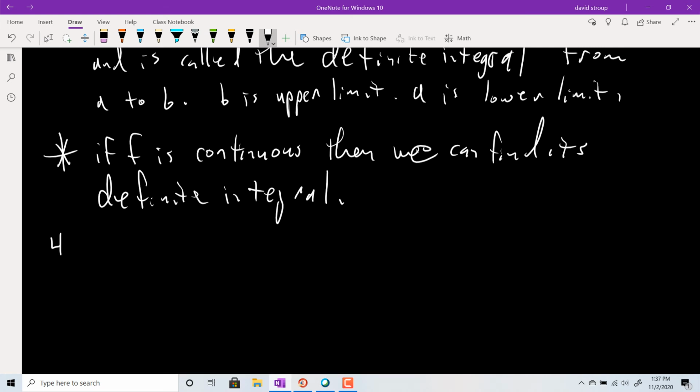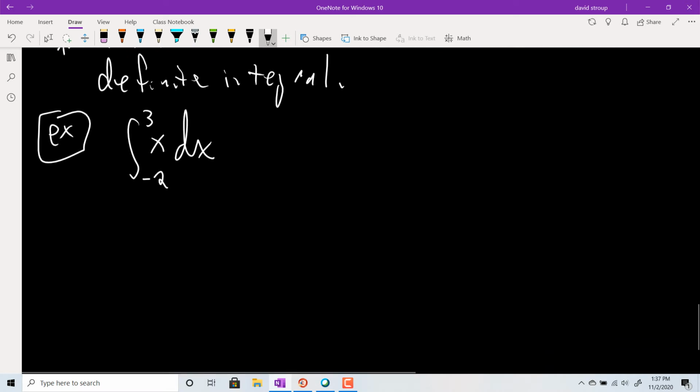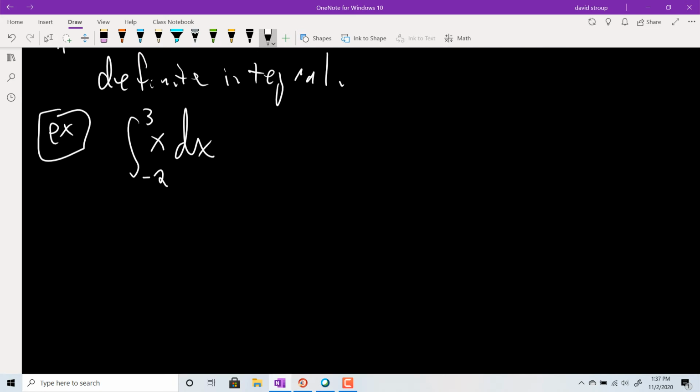Let's apply this to a problem from the book. It used to be number 4, but it's not anymore, so we'll just write it as an example. I want to find the definite integral going from -2 to 3. We can draw the picture real quick, marking -2, -1, 1, 2, 3, and it looks like this.